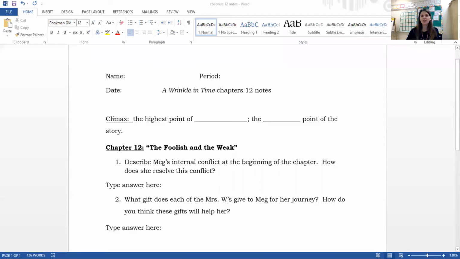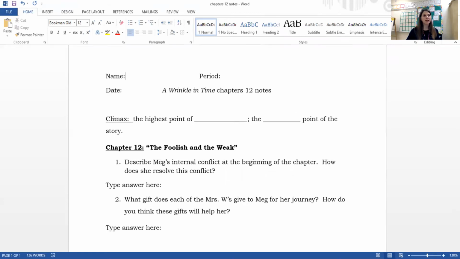And it does look just a little bit different again this time. So the heading is here, and I'd like you to make sure that you put your cursor after the name, type in your name, period, and then the date as well. So now we're going to take the time to fill in the notes for Climax. So we see here the highest point of blank, the blank point of the story. And when you go to type your answer in, you can simply highlight that underlined part and then type the answer to have that filled in.